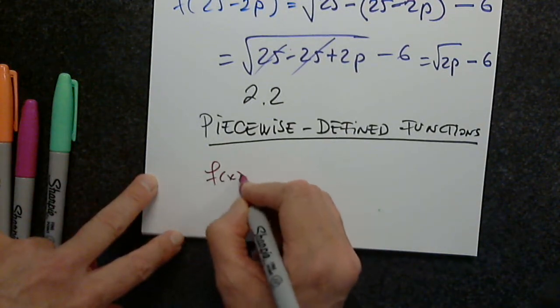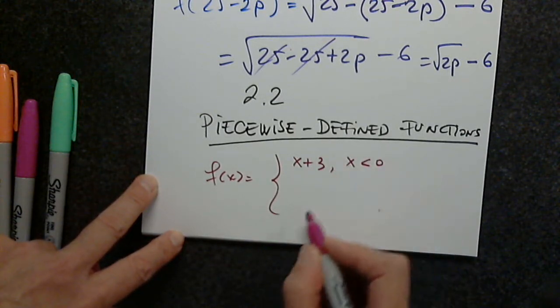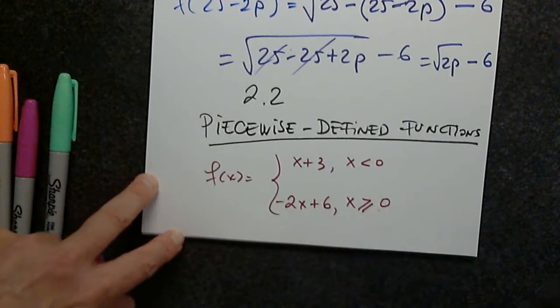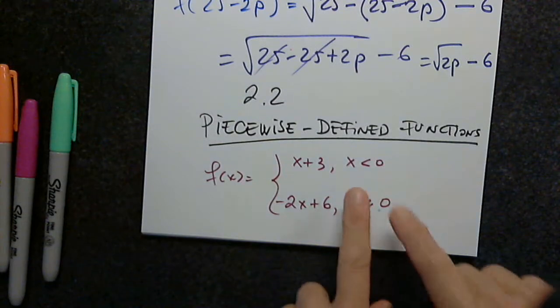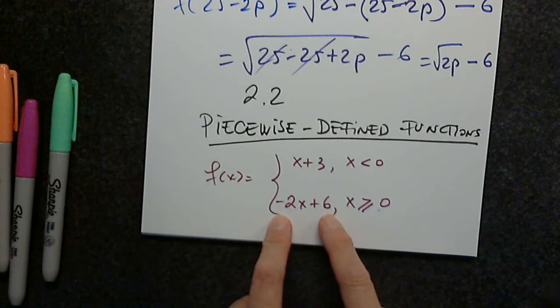For example, it's a function that is defined by at least two functions. It can be 3, it can be 4, it can be 10, it can be infinite. So it's defined in pieces. What does that mean? Well, it means that for x values to the left of 0, I'm using this function. For x values to the right of 0, I'm using this function.